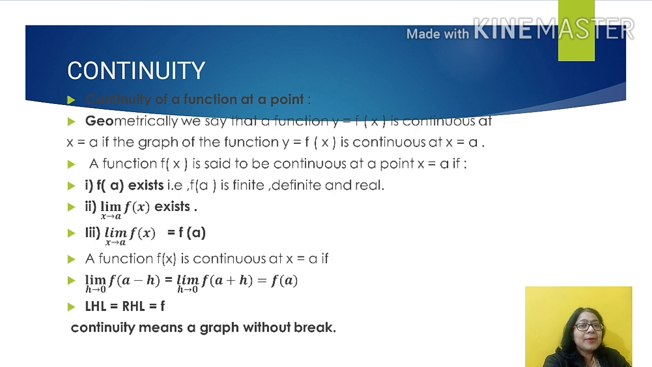A continuous function must satisfy some conditions: f(a) exists, that means a is a finite, definite and real number; then the limit as x tends to a of f(x) exists; and the limit as x tends to a of f(x) and the functional value at that point x equals a, f(a), should be equal. These three conditions should be followed for a function to be continuous. So continuity means a graph without break.